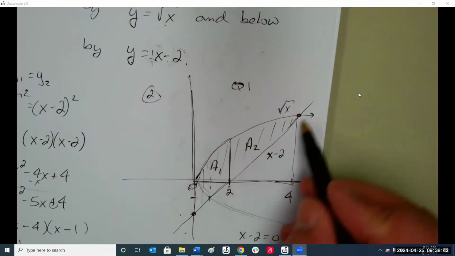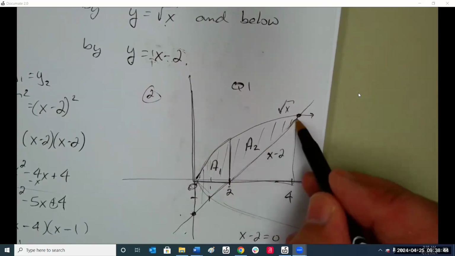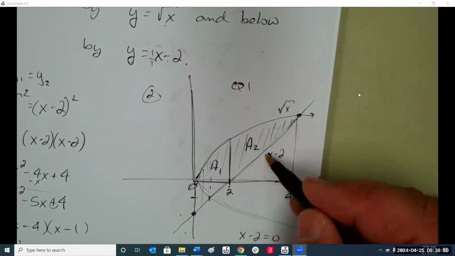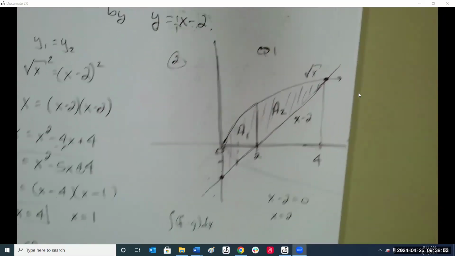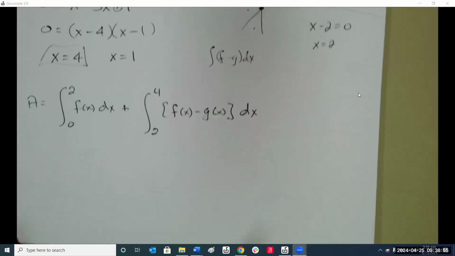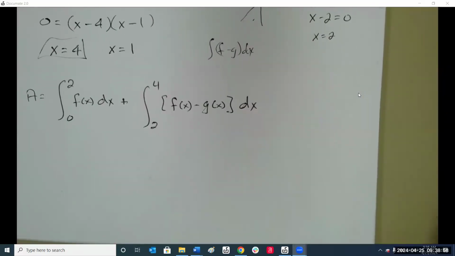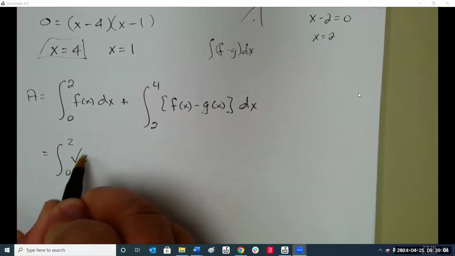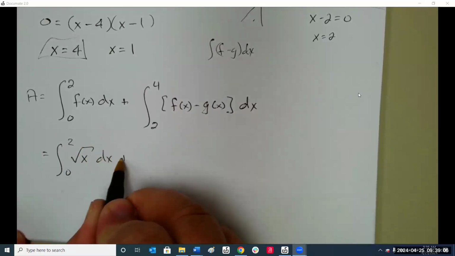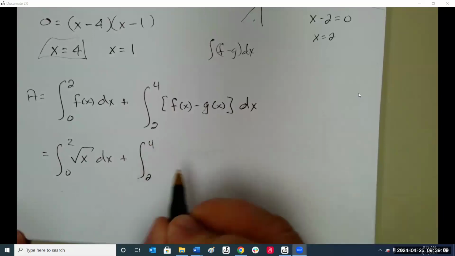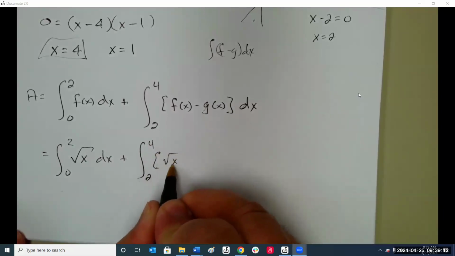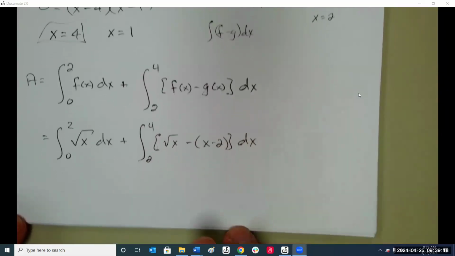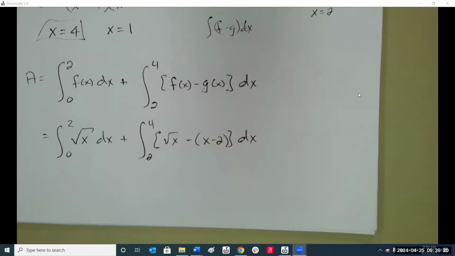So this is, again, the second part. This is where we have the g of x contributing to this area here. That's why I take f of x minus g of x and just have this area there. So it helps if you draw a picture to give you what you need. The rest of it's just plug and play now. From 0 to 2, square root of x dx. From 2 to 4, square root of x minus 2 dx. Just plug them in there.